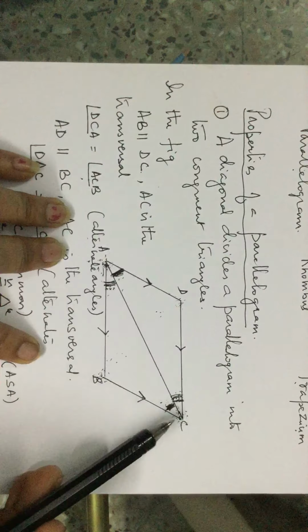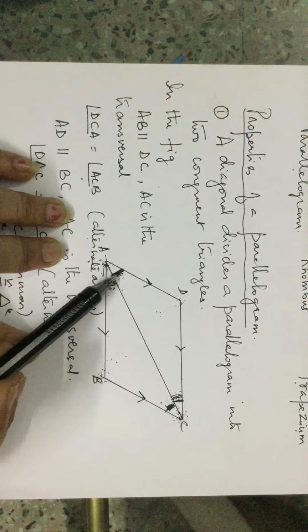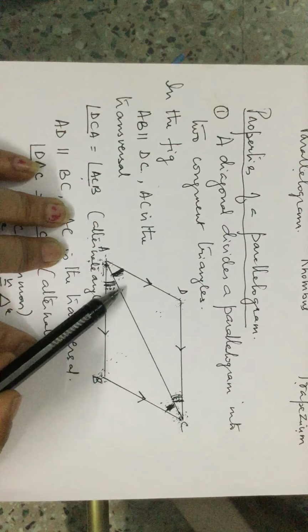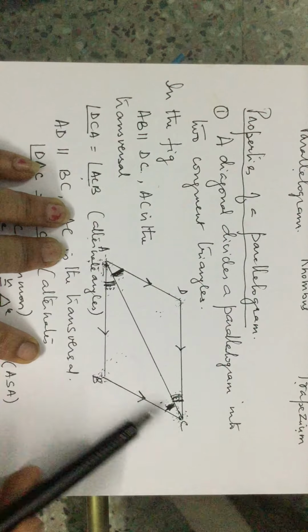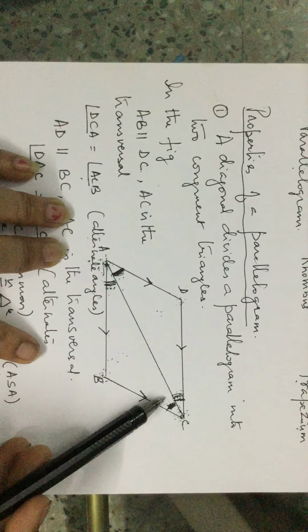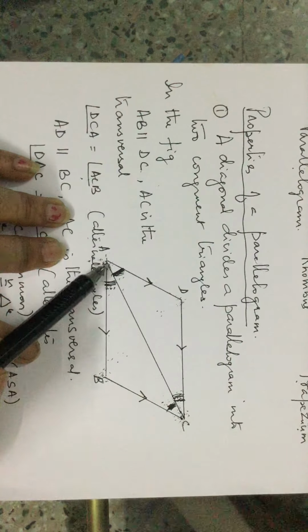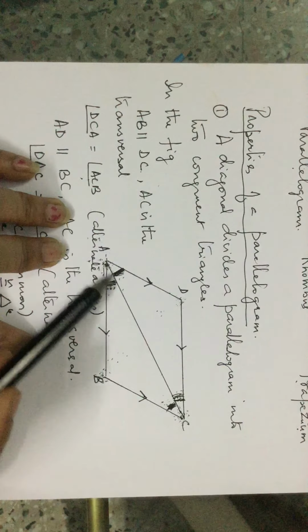Similarly, DA is parallel to BC and AC is a transversal. Therefore, angle DAC is equal to angle BCA, and they are also alternate angles. And here AC is common to both. AC is common to both.